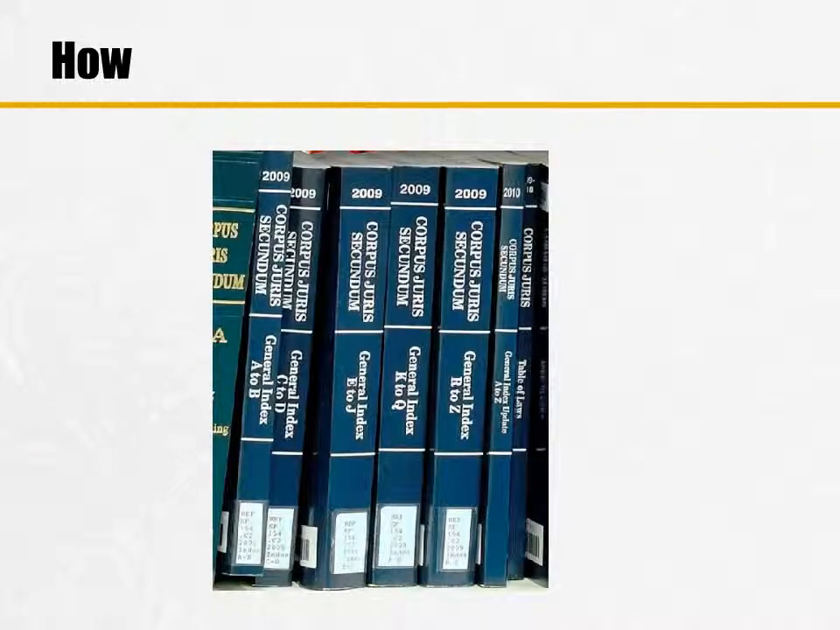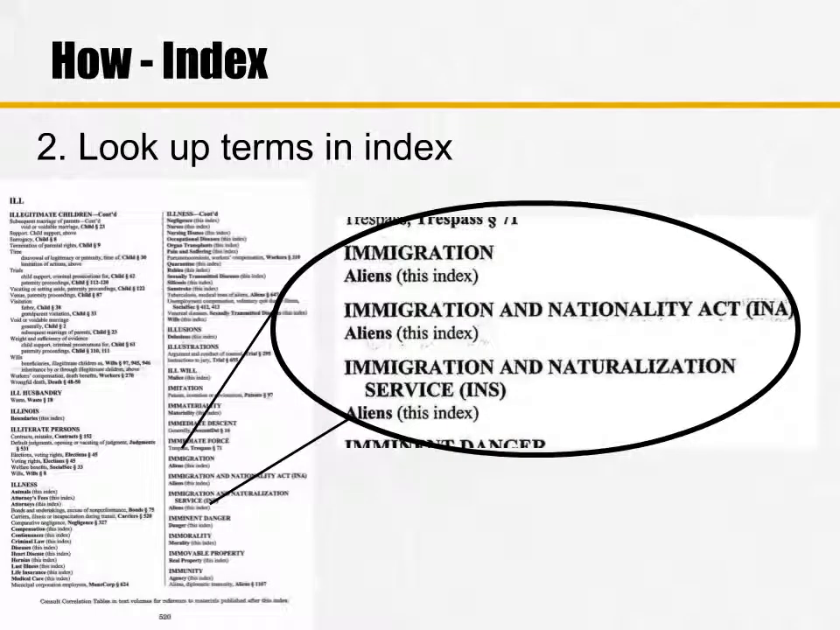Then you're going to go to the index for your encyclopedia. It should be at the end of the set after the main volumes. There may be other softcover books at the end of the set too, tables of laws and cases for example, but you want the index. In our scenario, you're going to go first to immigration in the index.